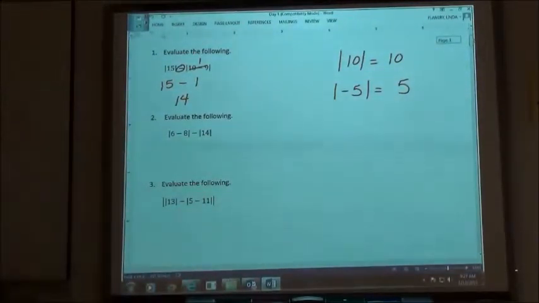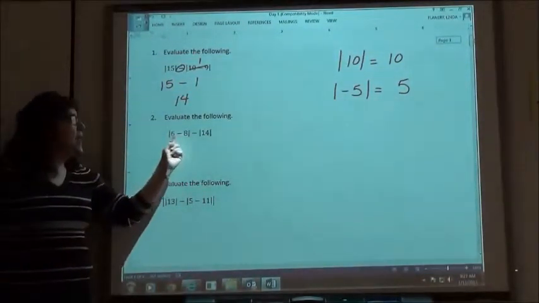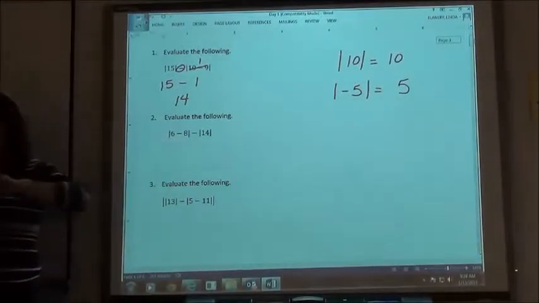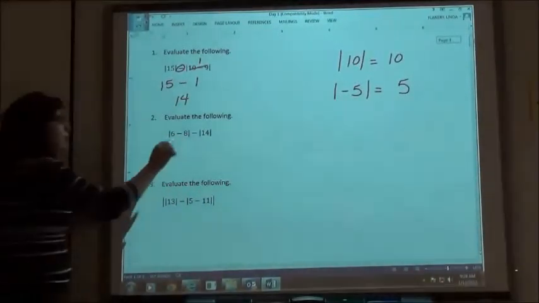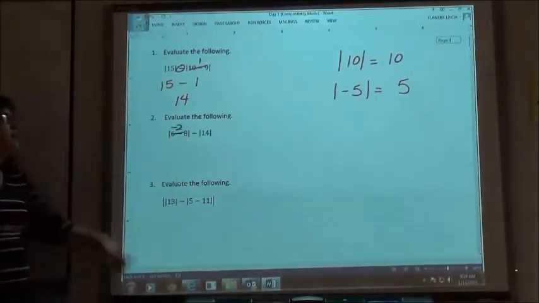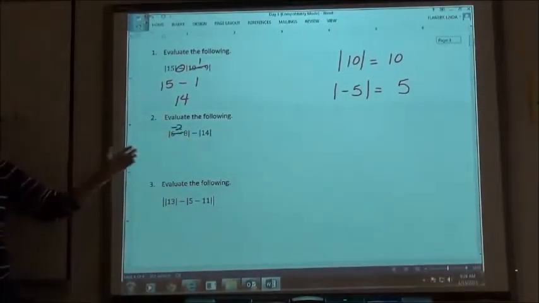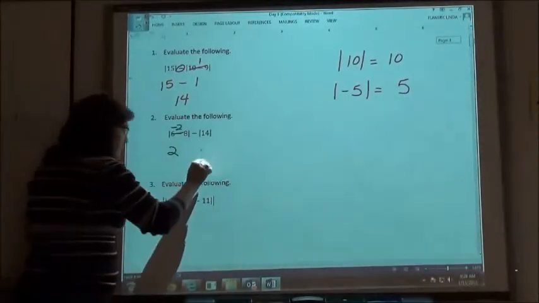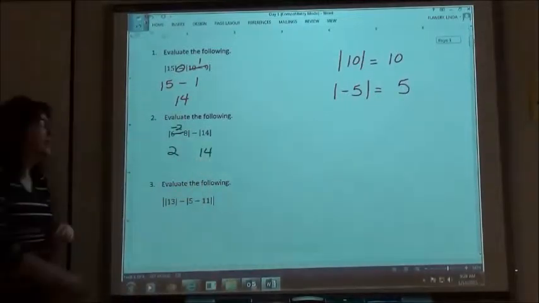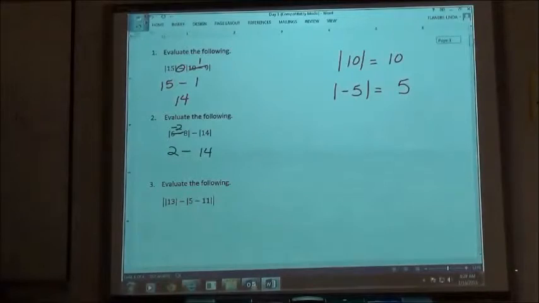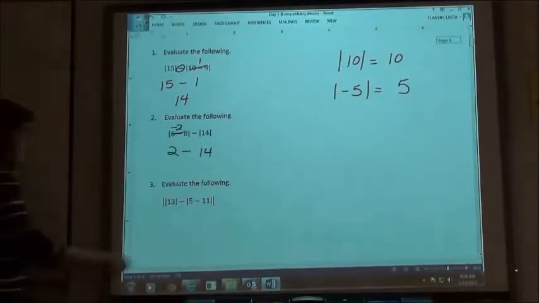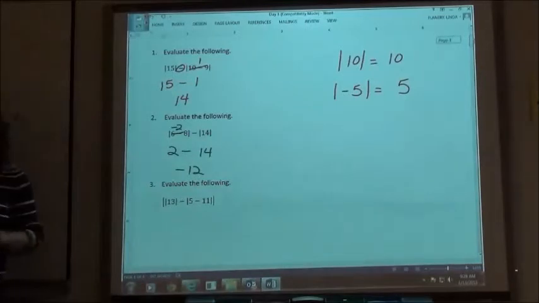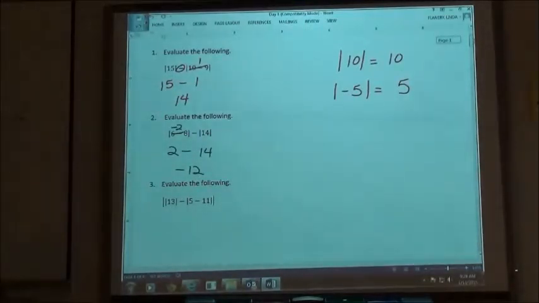So if I look at the second one, first thing I want to do is inside my absolute value. 6 minus 8 would give me -2. And then I do the absolute value. The absolute value of -2 makes it 2. Absolute value of 14, still 14, right? Minus sign between those two expressions. So now I'm going to do 2 minus 14, which would be, what's my sign? -12, right? Since there's no absolute values, that one's going to stay negative. 2 minus 14 is -12.